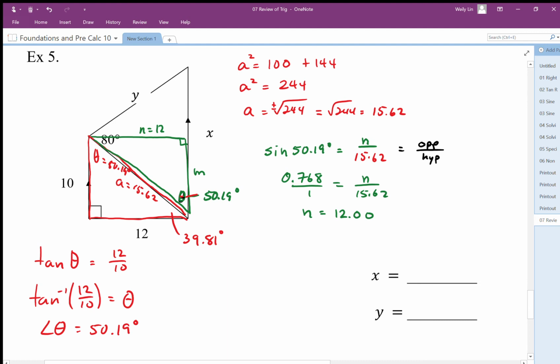Using Pythagoras, we'll solve for m. So m squared. M is the shorter side of that right triangle, so I'm going to take the long side, which is my hypotenuse, 15.62 squared, minus the other short side, which is 12.00 squared. Okay, so when I do 15.62 squared minus 12.00 squared, I end up with 99.98, somewhere around there. It's basically 100. Okay, so if m squared is equal to 100, m is basically going to be equal to 10.